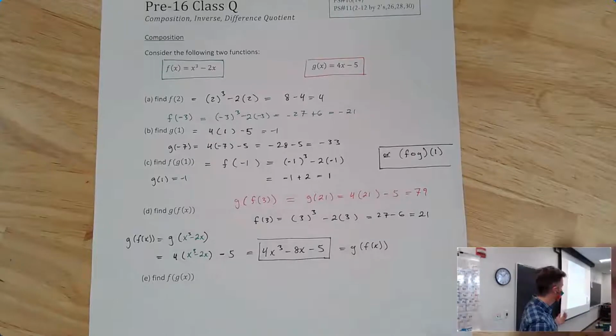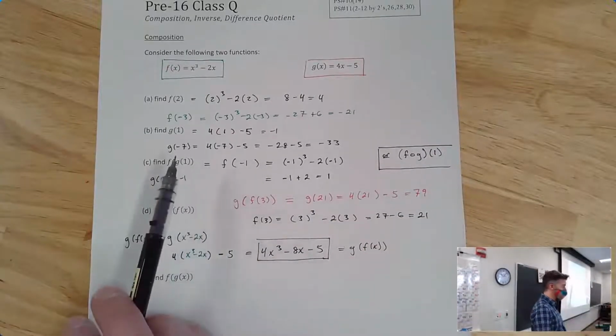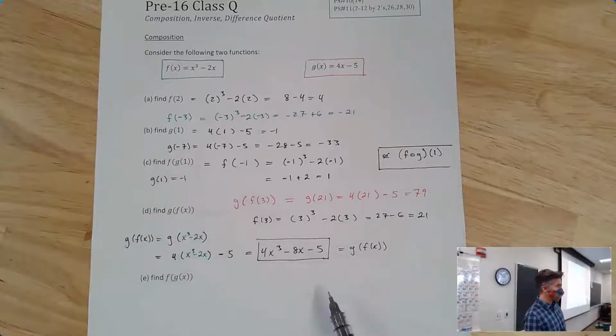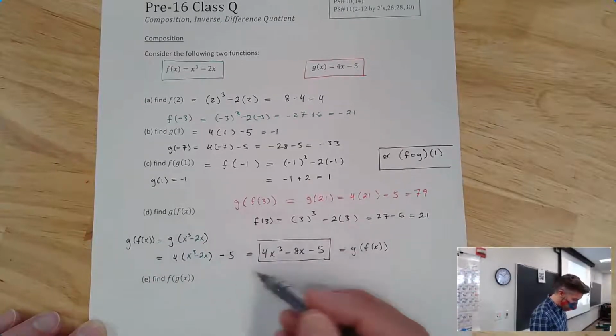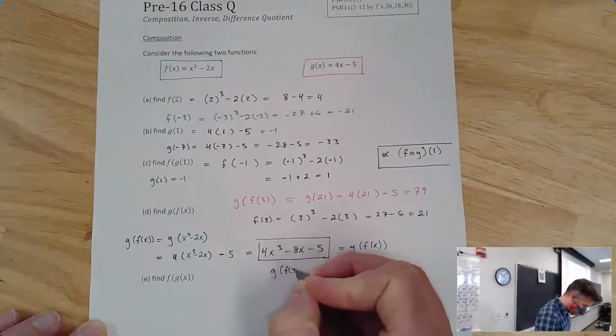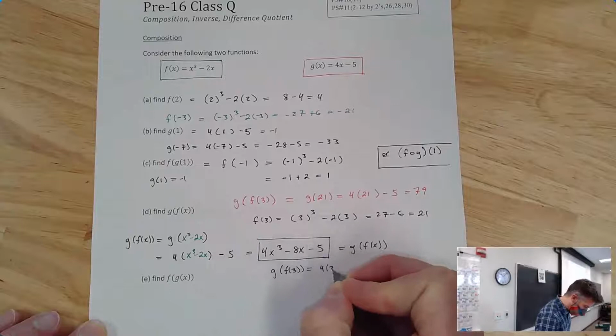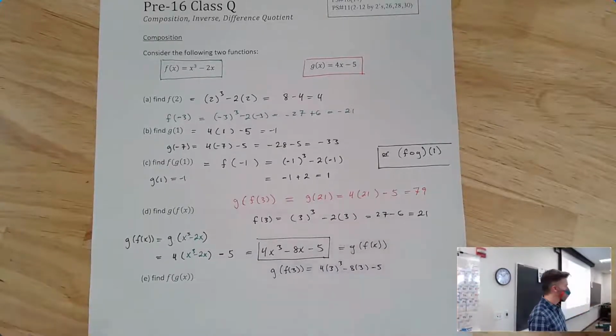So I will mention, if someone asked you to find g of f of 1, I would encourage you to do it this way. We've done it already, but an alternative route would be to first find g of f of x and then just plug in 1 for x. I did g of f of 3, but you could also do it here and say, g of f of 3 is going to be 4 times 3 cubed minus 8 times 3 minus 5. I don't think that's a better way of doing it, but it is a way of doing it if you wanted to see it that way.